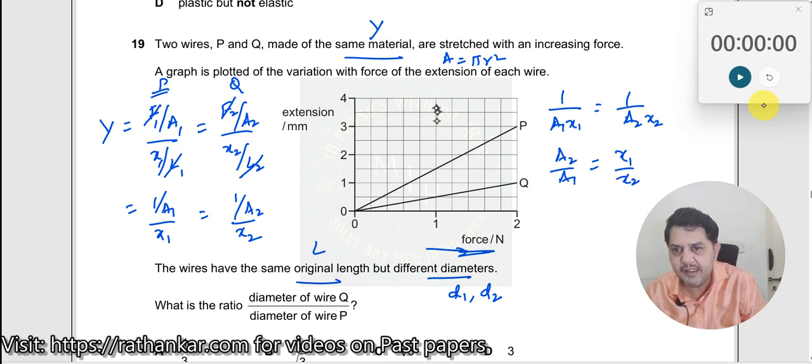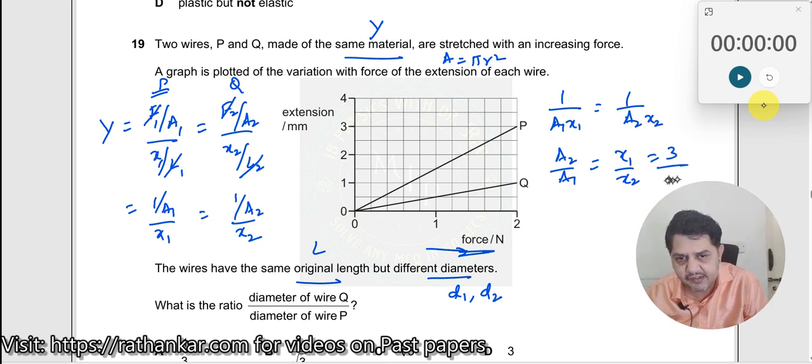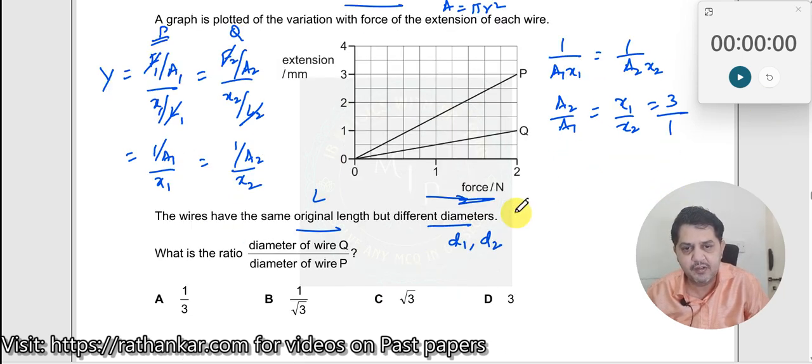What is X1 by X2? X1 is the extension of P. X1 means P here, right? Where is P here? P is this one here, which should be 3, divided by X2. X2 is 1 over here. I need not convert anything, the units are the same. So it's a ratio, so the units go away. So you get the answer 3 here.